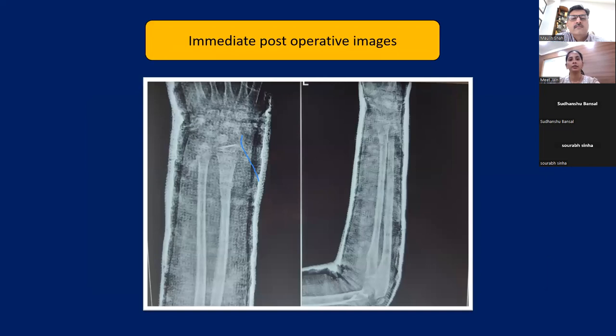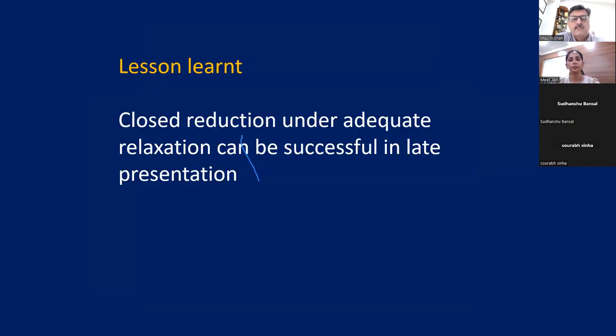So these are the immediate post-operative images showing good reduction. The lesson we learned from this case is that closed reduction under adequate relaxation can be successful in late presentation as well. Yeah, so we felt a nice pop of the distal ulna reducing into the DRUJ. And then we did the 3-point pressure, and as Raghavendra said, we applied plaster in supination so that we counteracted the rotation, the pronation injury.